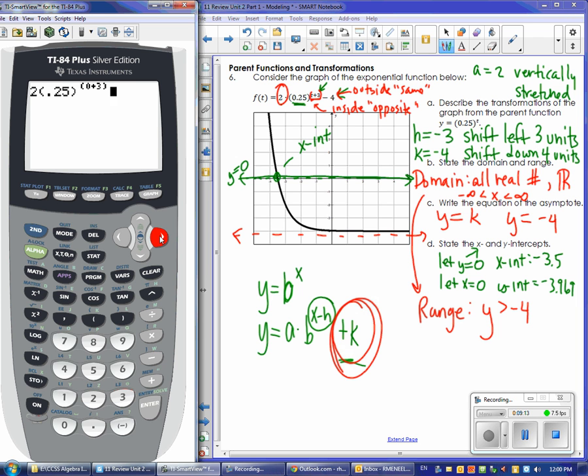And then come out and do your -4. And you should still get the same thing. Okay, so that's how you find your x and y intercepts. Those are 2 skills that you learn in Algebra 1, but we just haven't seen it a lot with the exponential function. So I wanted to show you how to do that on the calculator.